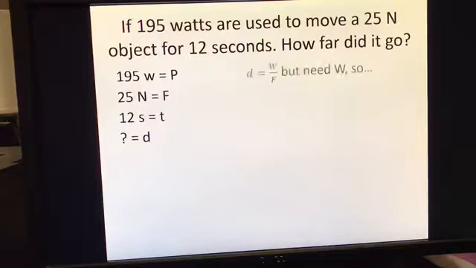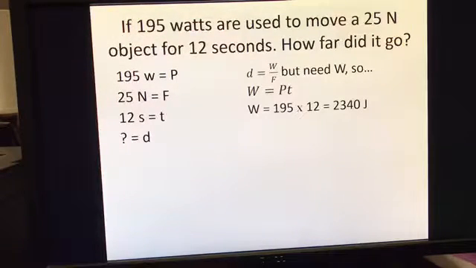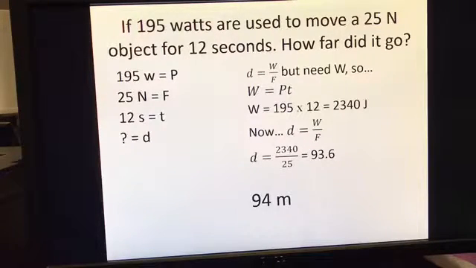Question is distance. All right, distance is work divided by force, but we need work, so work is power multiplied by time. There's your power formula, rearrange to solve for the work. So we figure out our work. Now we plug it into our distance formula. Work over the force, 93.6, sig figs in units, 94 meters.